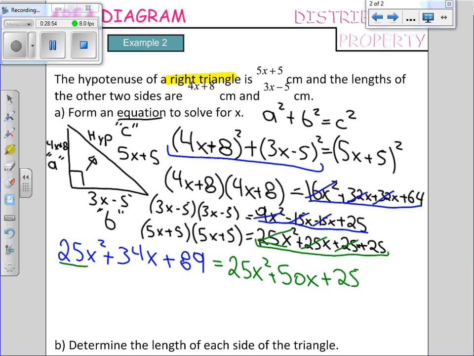This x is smaller than this x, so I'm choosing to leave the bigger x alone and move the smaller one over. That way I'll only have positive x's. Makes it a little bit easier to deal with later. You can go either way and it's fine, you'll get the right answer. But if you follow what I just said there, it'll make your life a little bit easier.